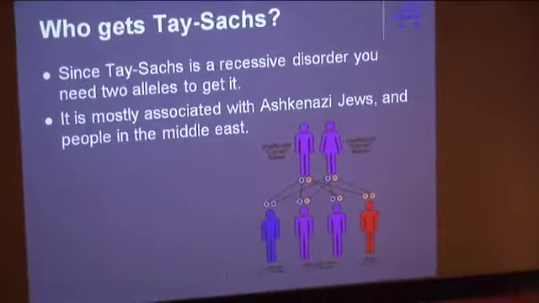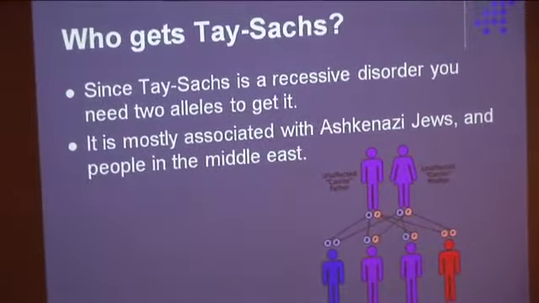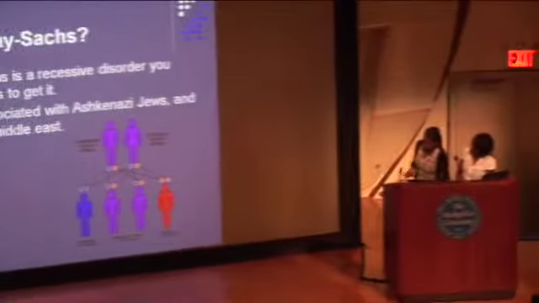So who gets Tay-Sachs? Since Tay-Sachs disease is a recessive disorder, you need two alleles to get it. It is mostly associated with Ashkenazi Jews and people in the Middle East.